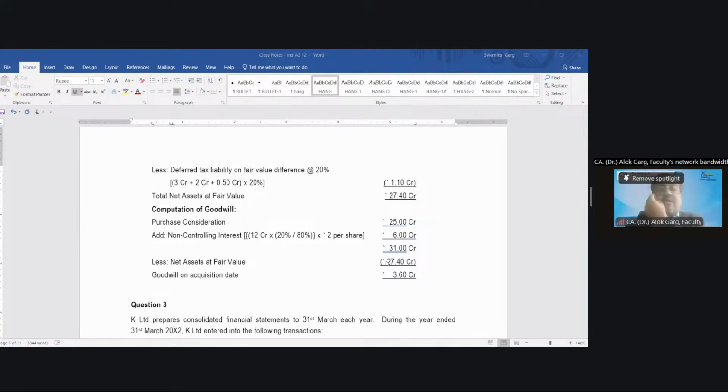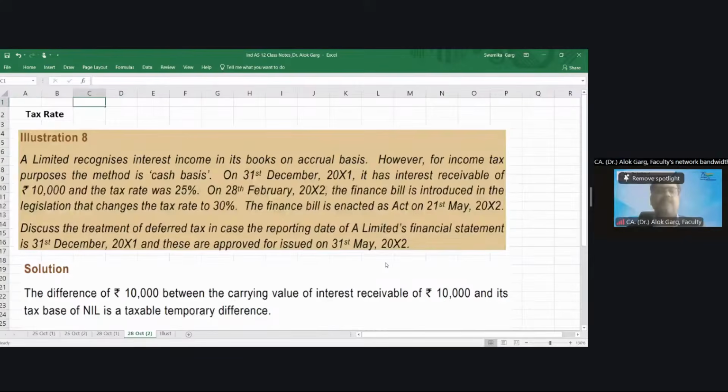Right. So let's do another question. And this question I want to take from illustration number 8. A Limited recognizes interest income in its books on accrual basis. However, for income tax purposes, the method is cash basis. On 31st December, it has interest receivable of rupees 10,000.